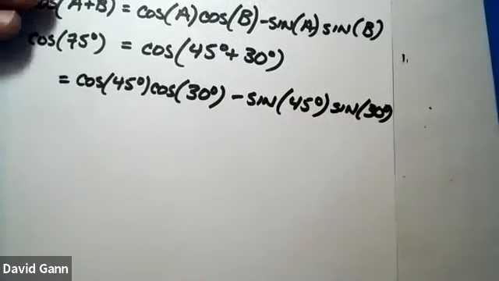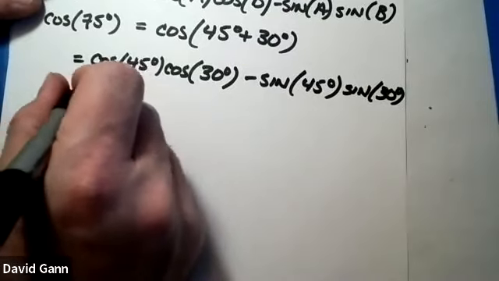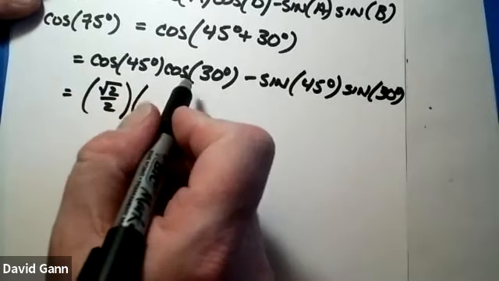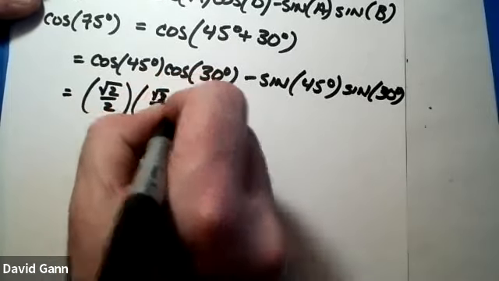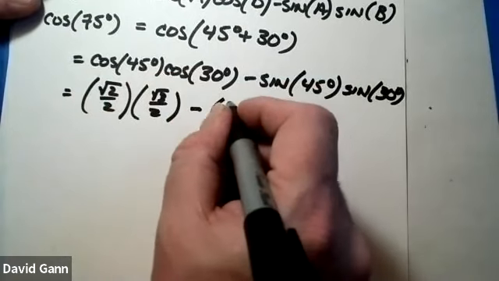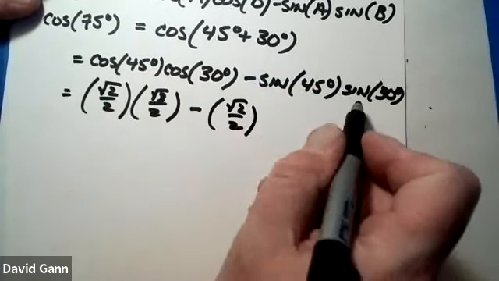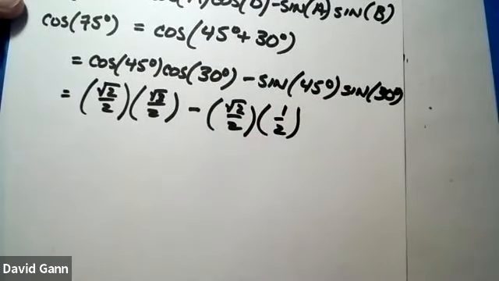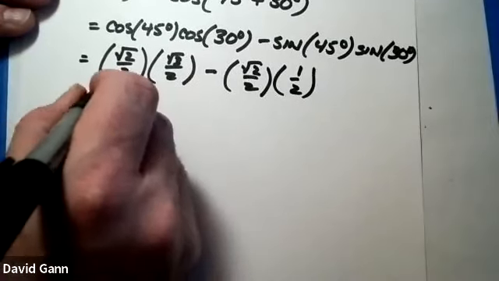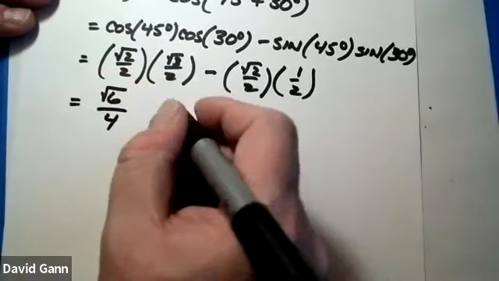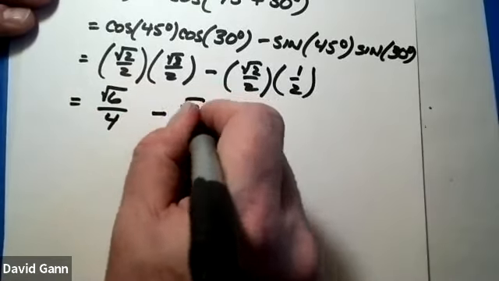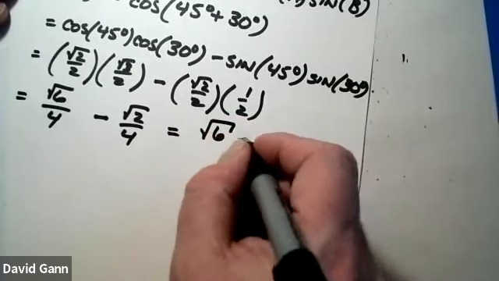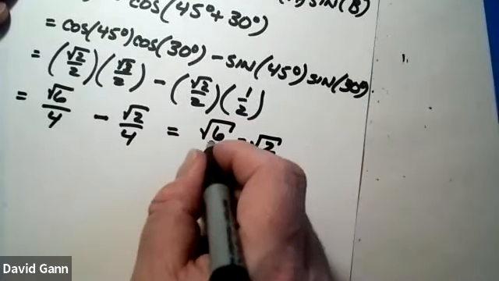And we know all those exact values. Cosine of 45 degrees is square root of 2 over 2. The cosine of 30 degrees is square root of 3 over 2. The sine of 45 is square root of 2 over 2. And the sine of 30 degrees is simply 1/2. Now simplify these. We end up with the square root of 6 over 4 minus the square root of 2 over 4, which I'll combine into a single term: square root of 6 minus square root of 2, over 4.